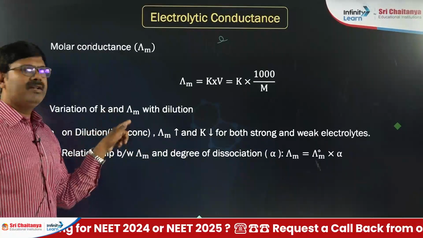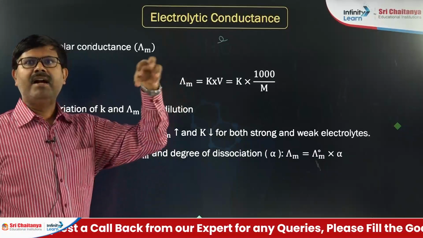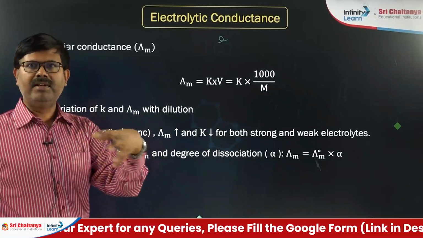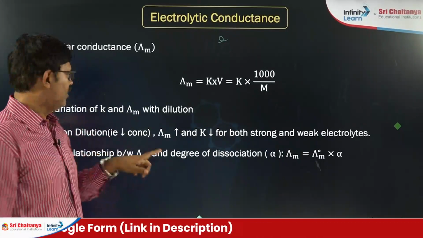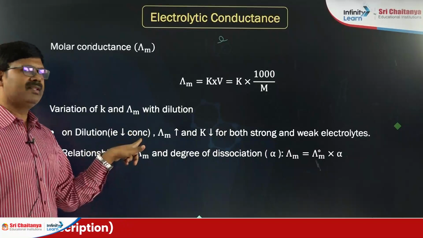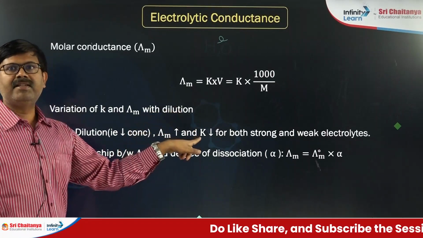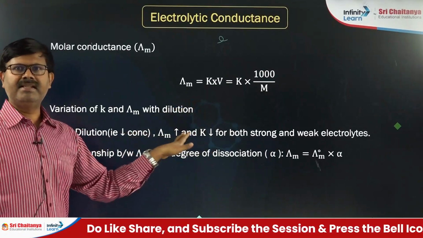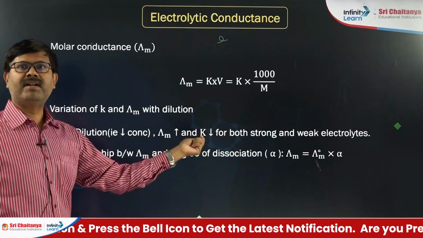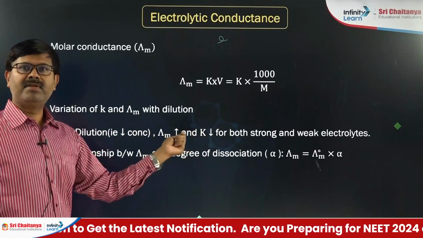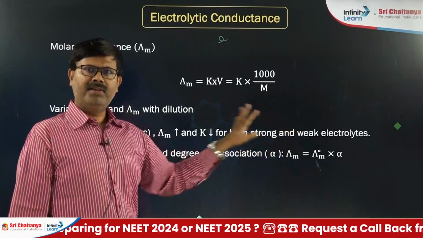Now a few more points you should be aware of. When you dilute the electrolytic solution, that means if you add a large amount of water, what happens? Concentration decreases when you dilute. So on dilution, that is when concentration decreases, what happens to molar conductance? It increases, whereas specific conductance decreases. There is a reason for it, but just remember that molar conductance and specific conductance vary oppositely when you dilute. And this is the scenario for both strong and weak electrolytes.